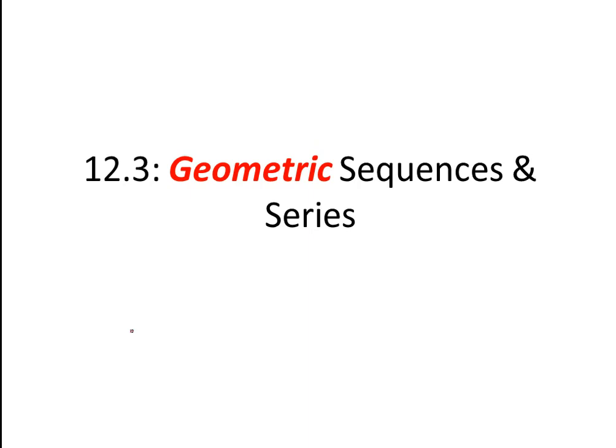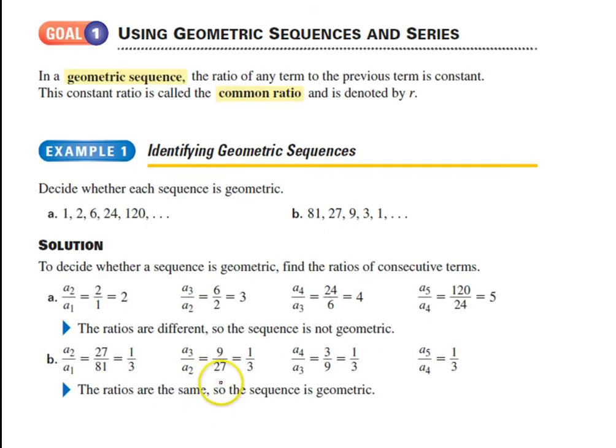Last time in 12.2, we talked about the arithmetic sequence. Now in 12.3, we're going to talk about the geometric sequence. It's going to be similar to what we did in arithmetic, but instead of having a common difference, we're going to have a common ratio. So the ratio of any term to the previous term is constant.